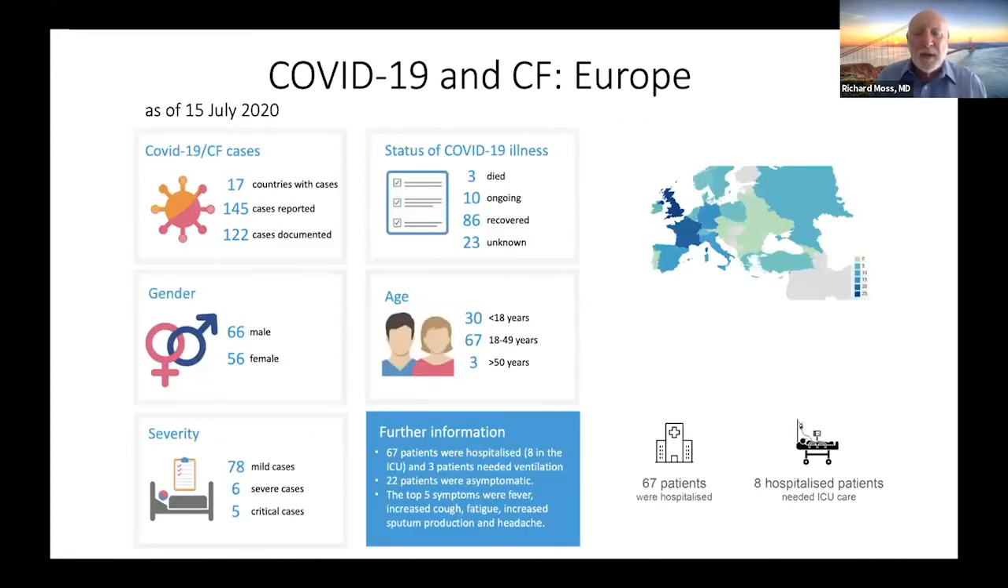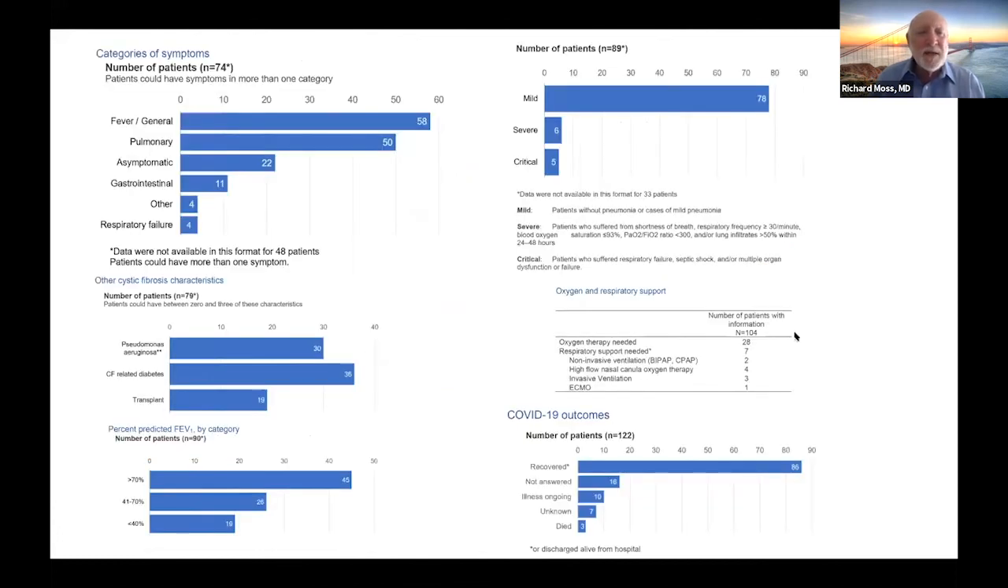In Europe, in the European Union, we have another 122 cases reported with documentation out of 145 overall cases from 17 countries. And again, we see a very wide distribution, but the important message here, mostly mild cases, very few needing hospitalization or ICU care. This is just some detail about that. I just point out here that the majority of these cases are mild.